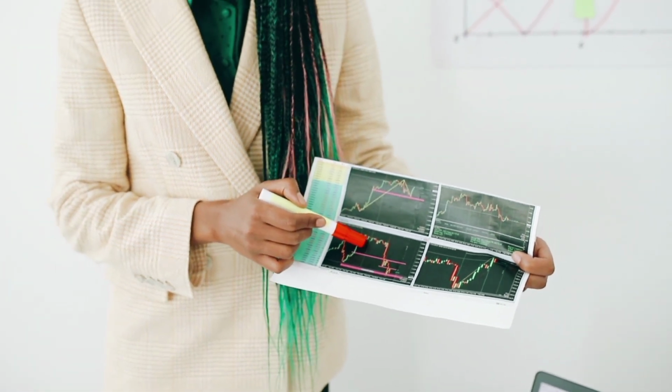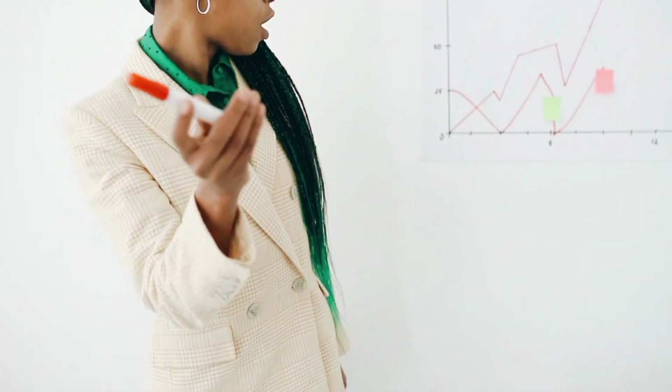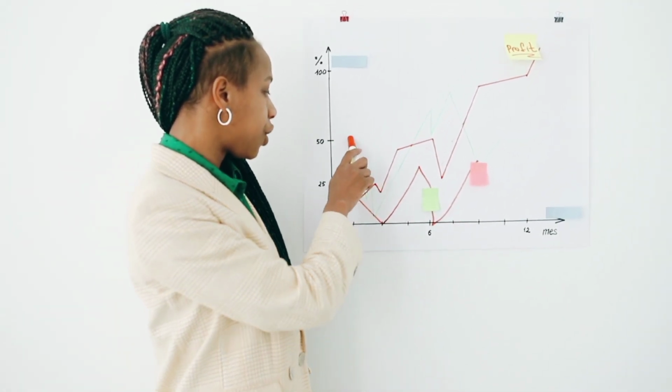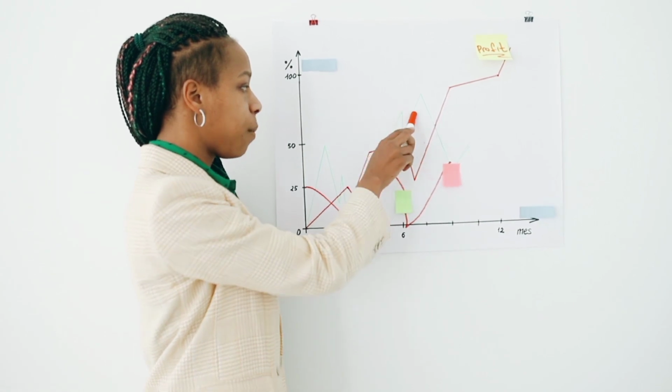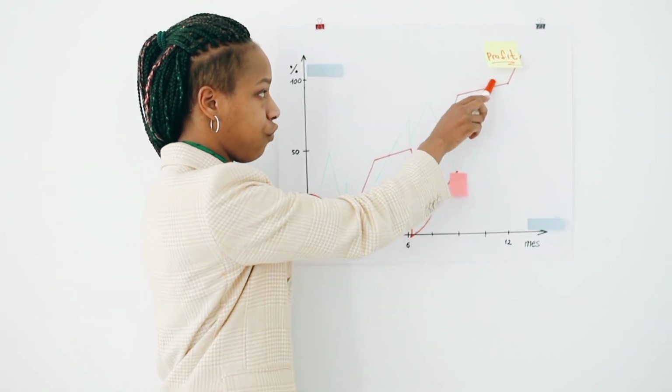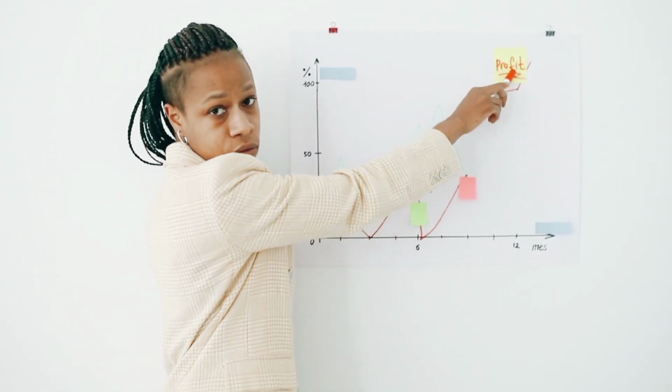Position trading. This involves buying and holding assets for a few months to a few years, with the aim of profiting from long-term price movements. Trend following. This involves identifying the direction of the market trend and buying or selling assets accordingly.